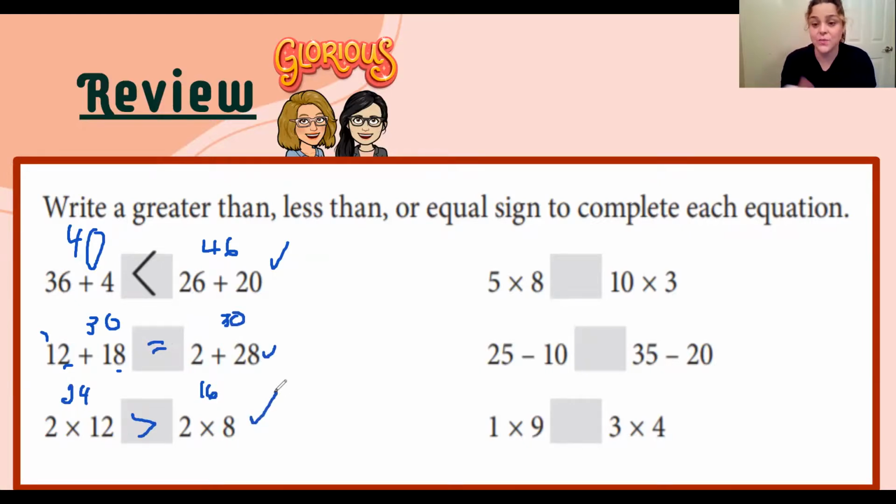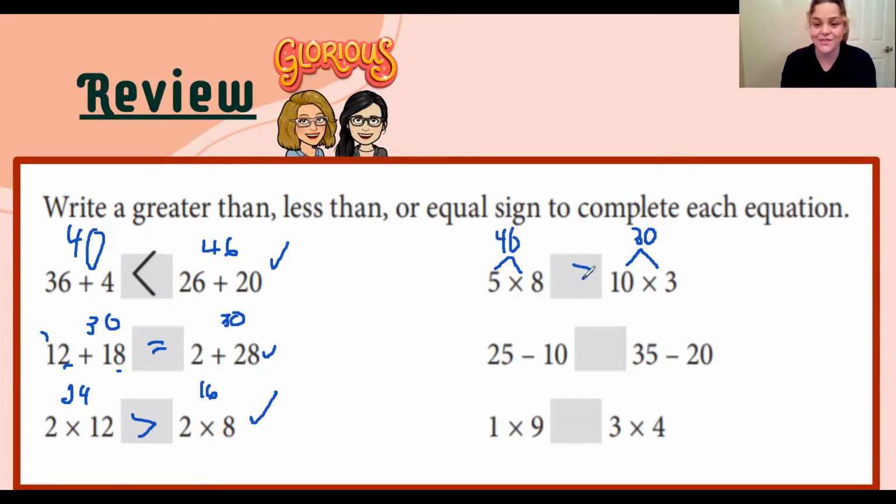The next one, 5 times 8 and 10 times 3. I'm going to start with 10 times 3 because that's easy. 10 groups of 3 or 3 groups of 10 is the same as 30. 5 times 8, 5 groups of 8 or 8 groups of 5 is the same as 40. So 40 is greater than 30. So I'm going to use that symbol.